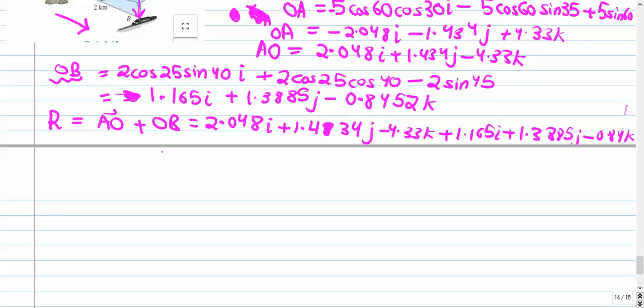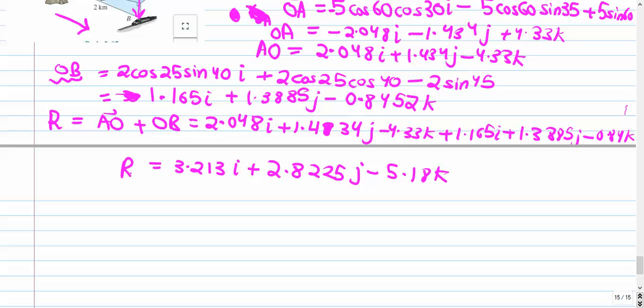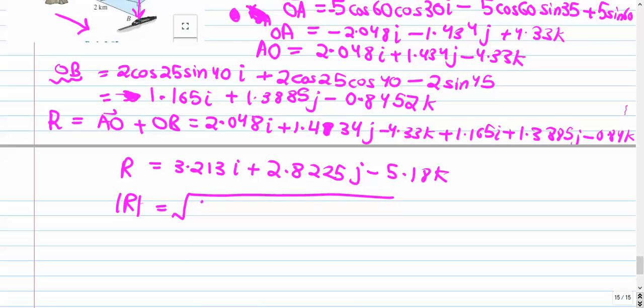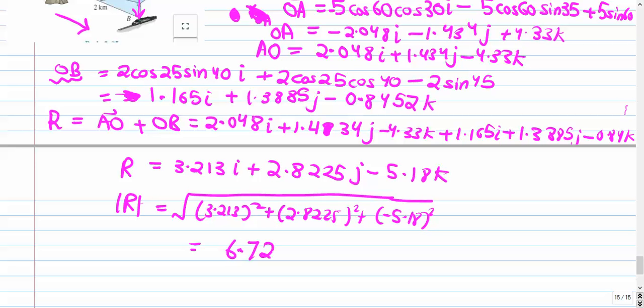Okay, so once we add the i's, the j's, and the k's, we have 3.213i plus 2.8225j minus 5.18k. So this is the Cartesian form of our resultant vector, and to find the magnitude of the resultant vector, in other words, to find the length from point A to point B, we will simply use the magnitude formula, which is the square root of the sum of the squares of all components. And so the length that we get is 6.72 kilometers.